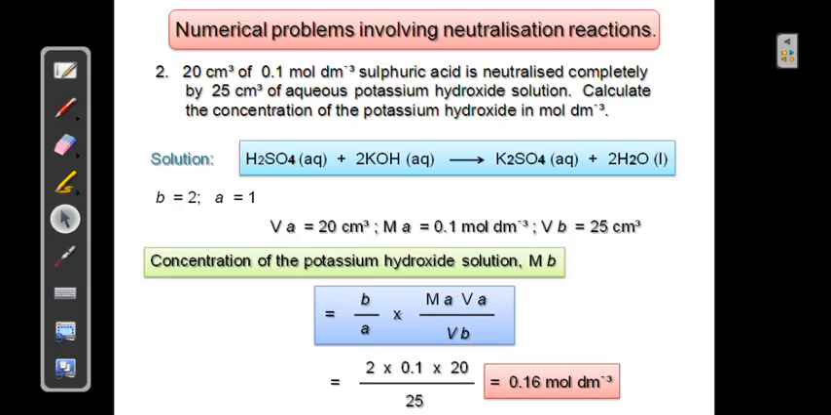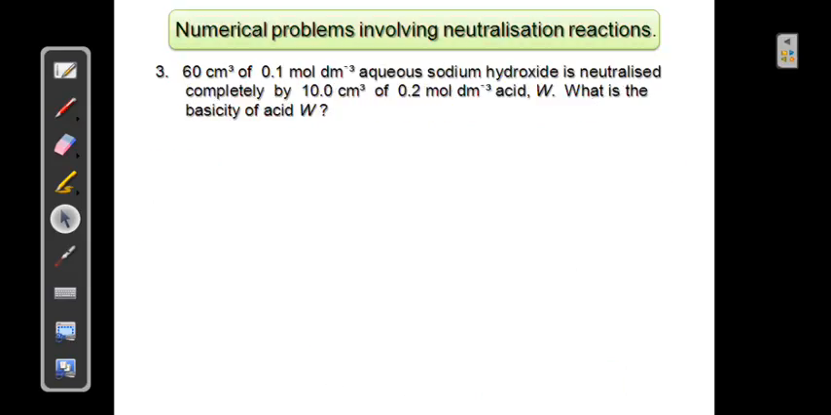So finally, let's look at another solution. 60 cubic centimeter of 0.1 mole per cubic decimeter aqueous sodium hydroxide is neutralized completely by 10 cubic centimeter of 0.2 mole per cubic decimeter acid W. So what is the basicity of the acid W? Oh, now they want the basicity.